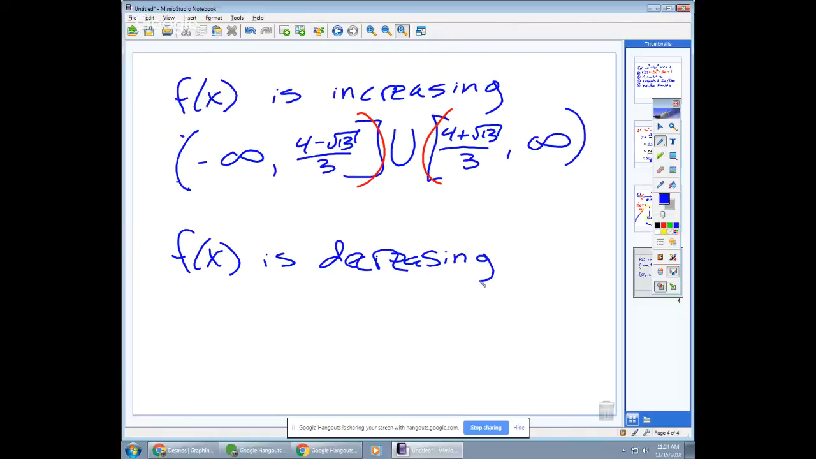From the first critical number up to the second one. And we'll use parentheses for that too. So parentheses from the first critical number, 4 minus the square root of 13. Sorry, I got that wrong. Minus first. And then up to the second one.